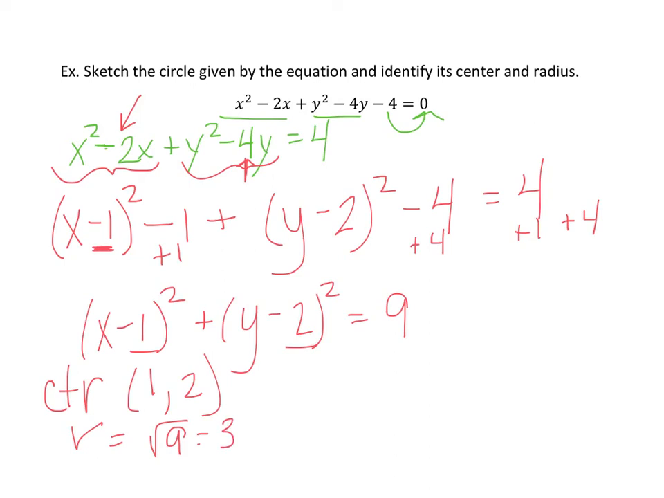And it did say sketch, so over here to the side, (1, 2), radius of 3, 1, 2, 3, in all 4 directions gives me a sketch of my circle.